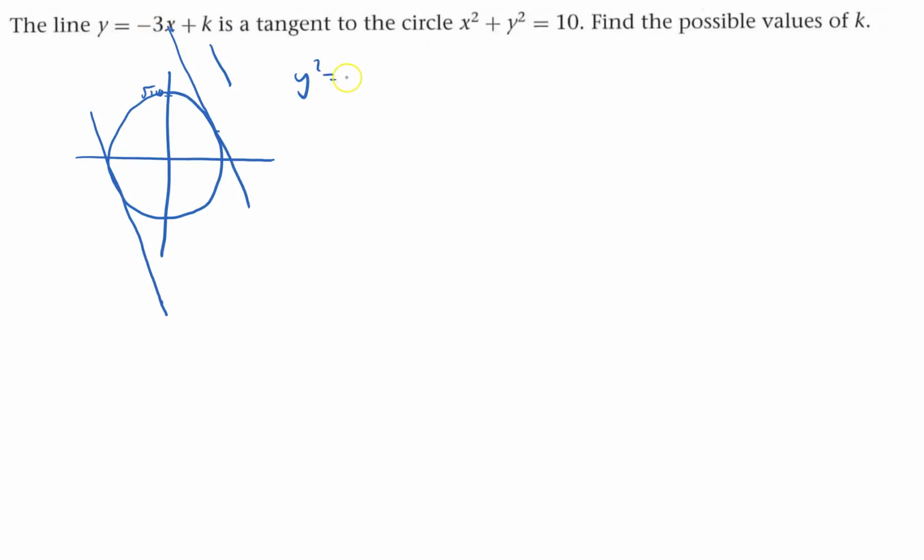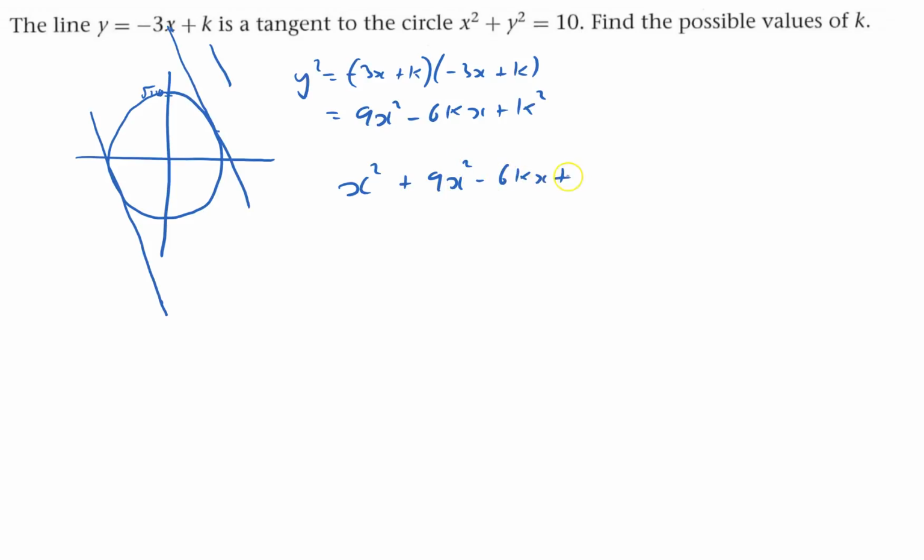So y squared will equal (minus 3x plus k) times (minus 3x plus k). And that will give me 9x squared minus 3kx minus another 3kx, that'll be minus 6kx, and then finally plus k squared. So I know what y squared is now, so I can put it into my equation. So x squared plus y squared, which is 9x squared minus 6kx plus k squared, equals 10. I've got a quadratic, so I always want to get it equal to 0. So I've got 10x squared minus 6kx plus k squared, take away 10, must equal 0.